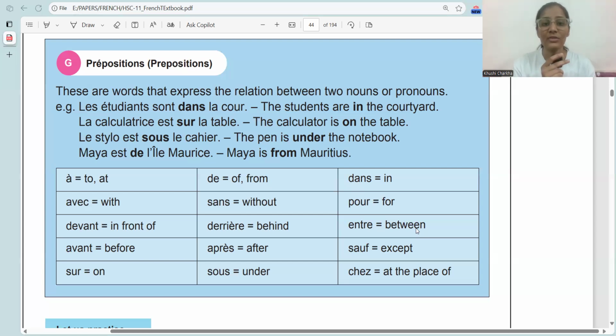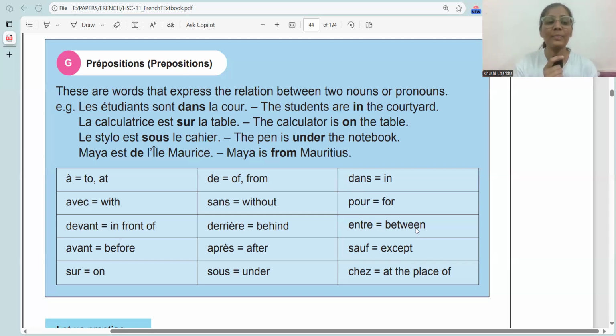Les étudiants sont dans la cour. The students are in the courtyard. So in means dans. Then la calculatrice est sur la table. The calculator is on the table.